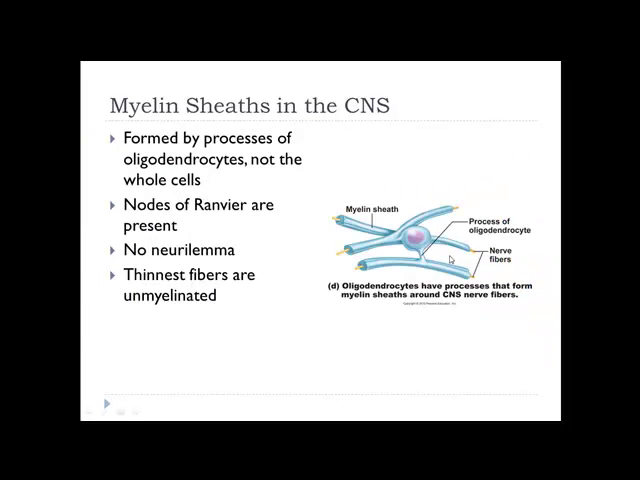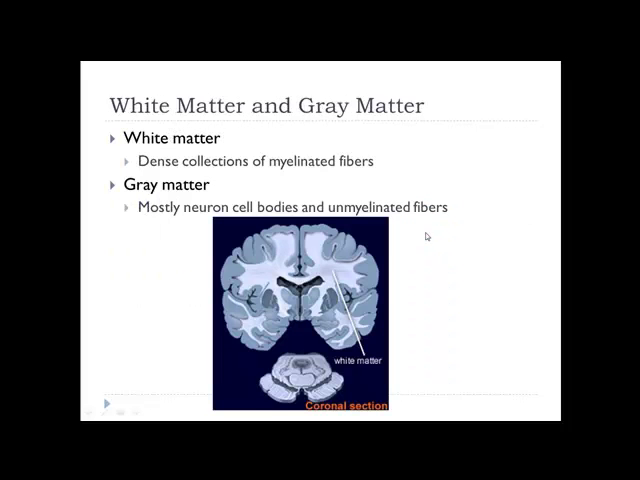Okay, myelin sheaths in the central nervous system are going to be formed by our oligodendrocytes, and we'll have our nodes, and these guys will also be myelinated. So we have white matter and gray matter. White matter is the myelinated fibers. Gray matter are unmyelinated fibers. Unmyelinated fibers are good for thinking and processing information. Myelinated fibers are good for quick actions.